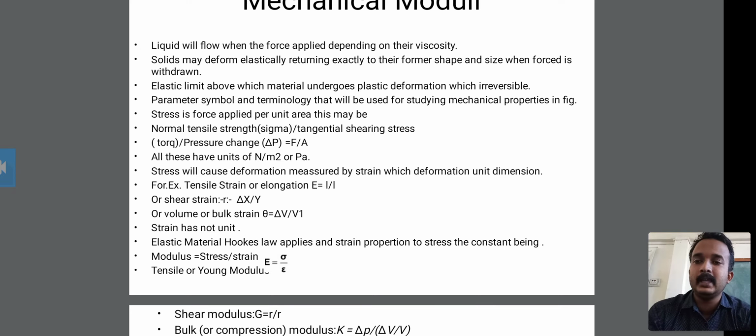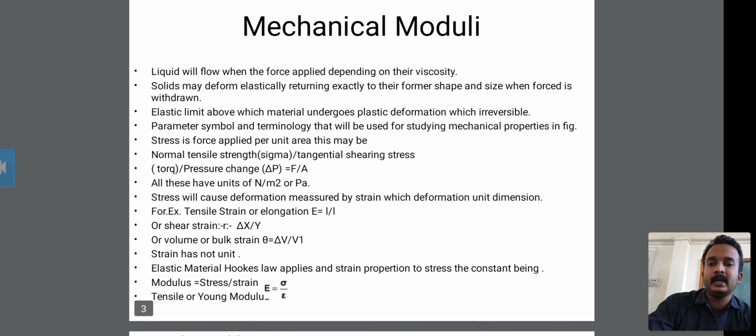ओके, तर या पॅरामीटर सिम्बॉल आणि टर्मिनॉलॉजी मध्ये एक प्रकारे काय होतं की it is used for studying the mechanical property in figure. म्हणजे मेकॅनिकल प्रॉपर्टी इन फिगर मध्ये काय शो केलं आहे की पॅरामेट्रिक सिम्बॉल अँड टर्मिनॉलॉजी will be discussed studying the mechanical property. म्हणजे मेकॅनिकल प्रॉपर्टीला स्टडी करण्यासाठी पॅरामीटर सिम्बॉल आणि टर्मिनॉलॉजीचा आपण यूज करतो.